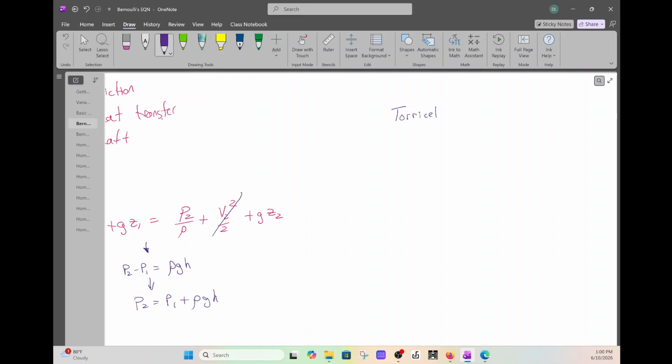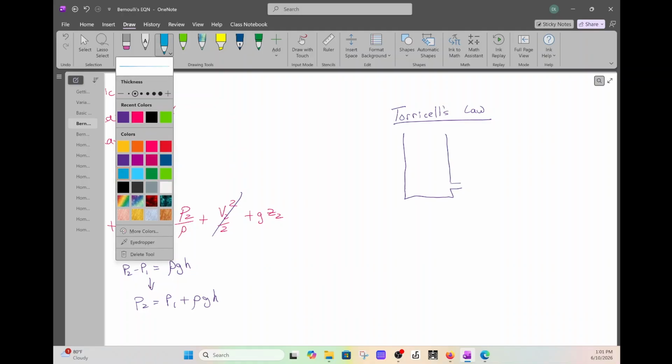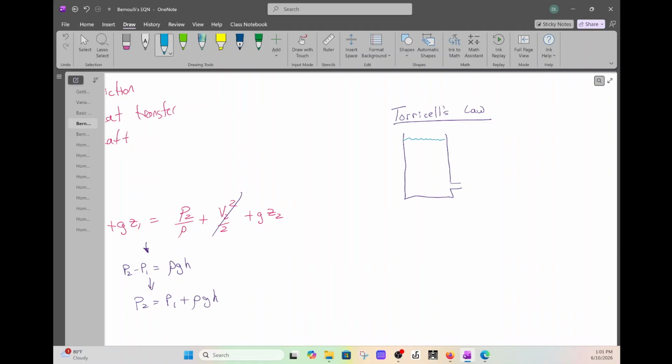Okay. Let's look at Torricelli's law. I think I'm saying it right. Which is pretty much like we're looking at a tank full of water. Okay. So here is a tank. We have water in it. And we're going to assume this is point 1. And then it shoots out, and this is point 2.